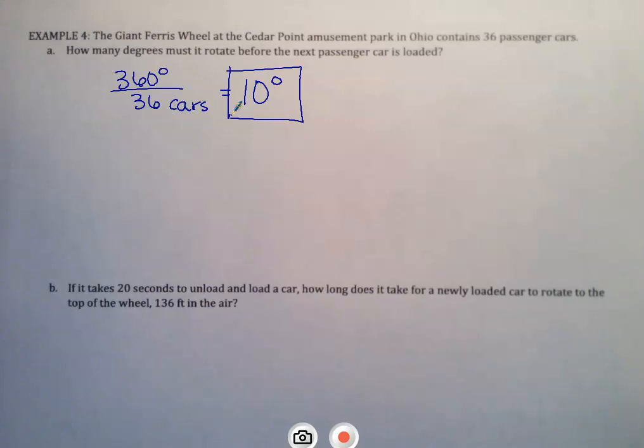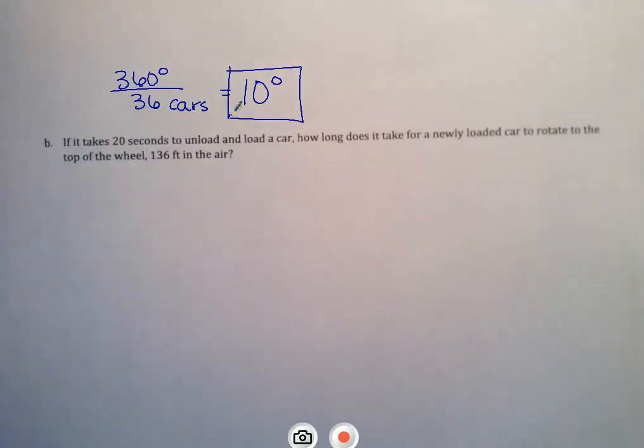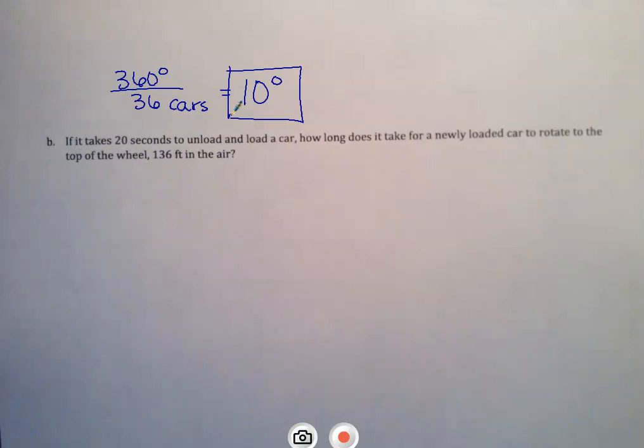So let me move this up a little bit so we have a little bit more room to work. 360 seconds? What do you mean? How did you get that? Because to get to the top, and it's already at the bottom, you don't really have to worry about any of the other cars. So it's only going 180 degrees.